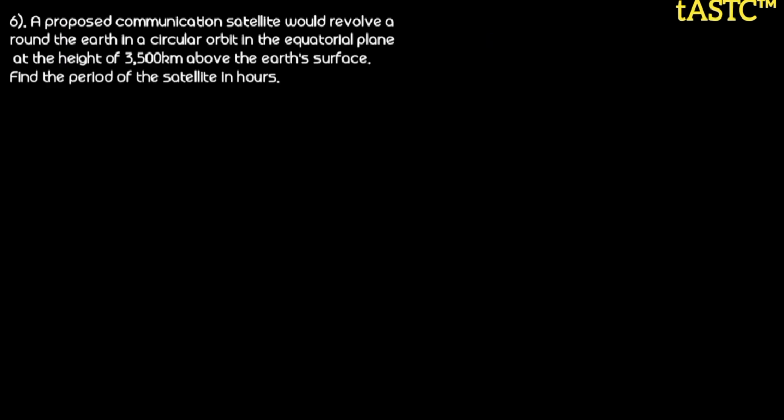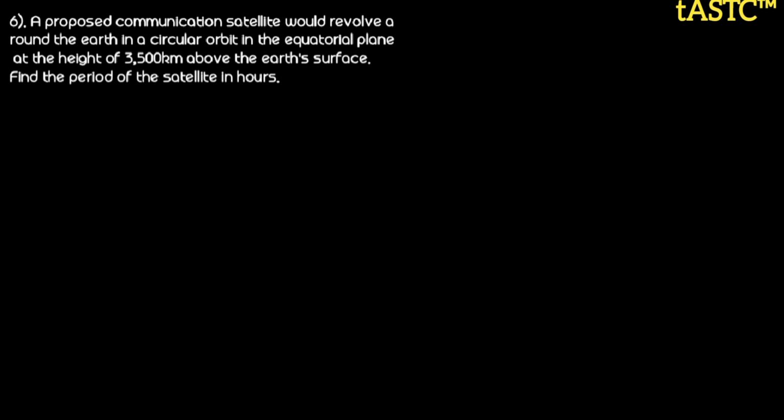Now the sixth question says, a proposed communication satellite would revolve around the Earth in a circular orbit in the equatorial plane at a height of 3,500 kilometers above the Earth's surface. Find the period of the satellite in hours. Now feel free to pause the video and try solving it by yourself.